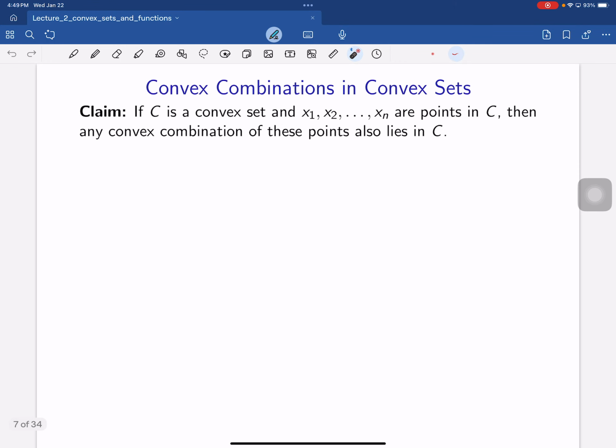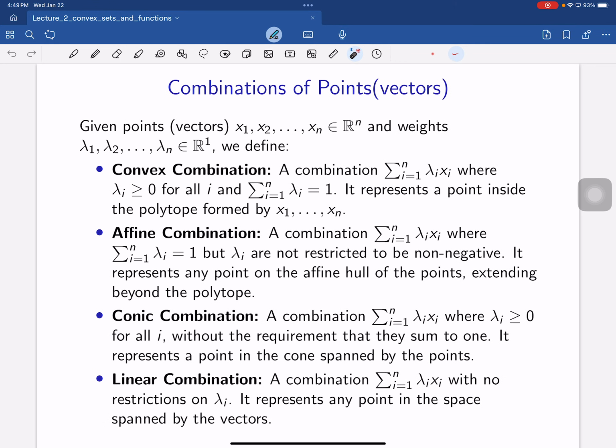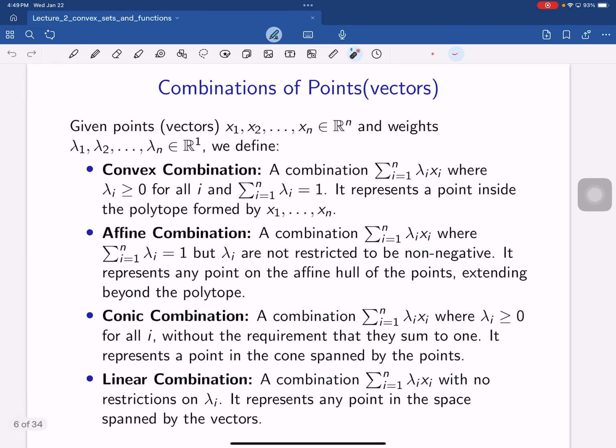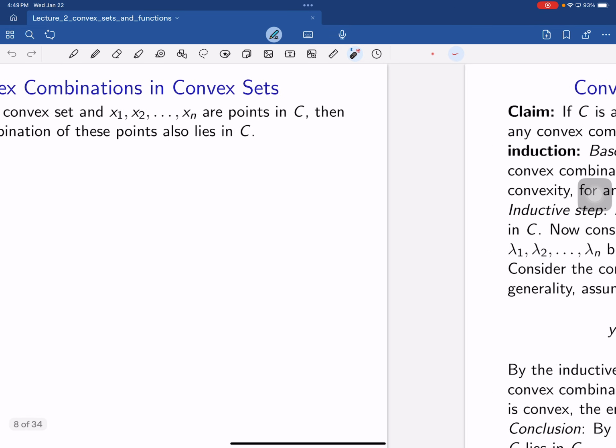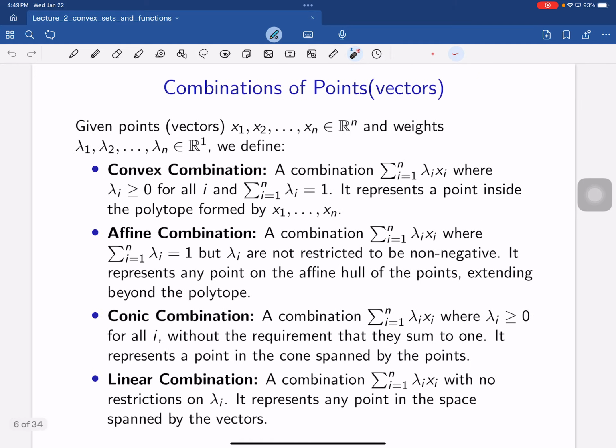So let's see. Wait, I don't have this slide here. Okay. So yeah, I do have this slide. I will do that later.